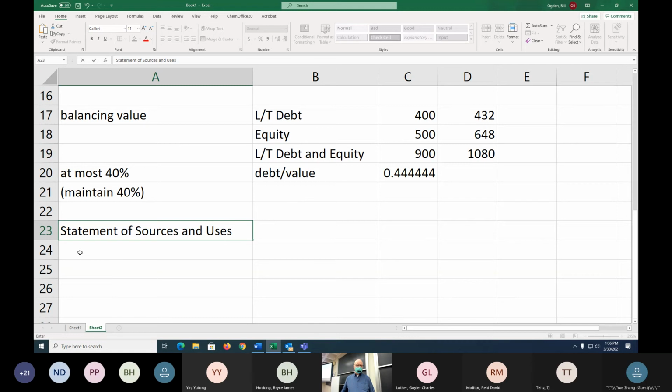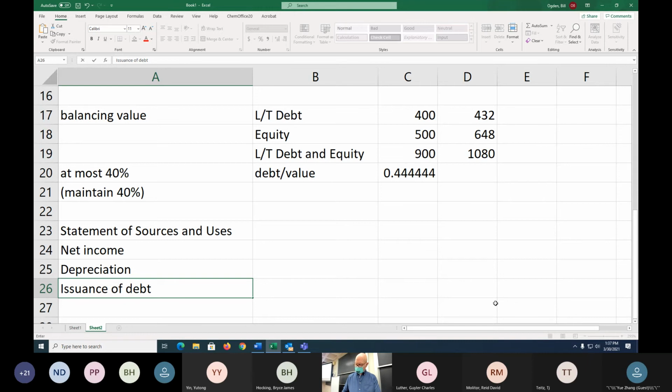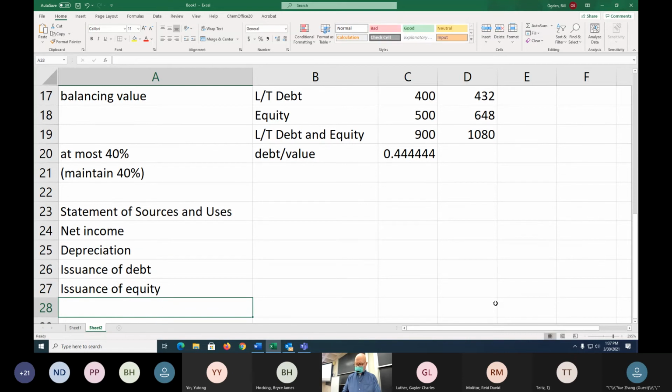All right, so statement of sources and uses. We'll start out with net income. Depreciation. Issuance of debt. Issuance of equity. Sources.